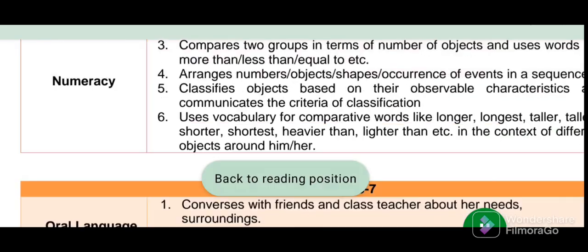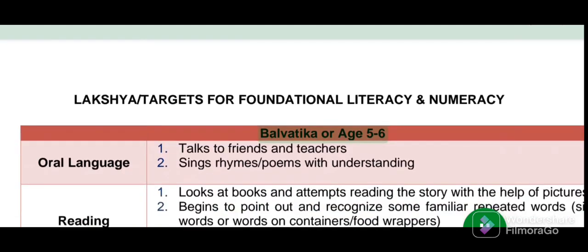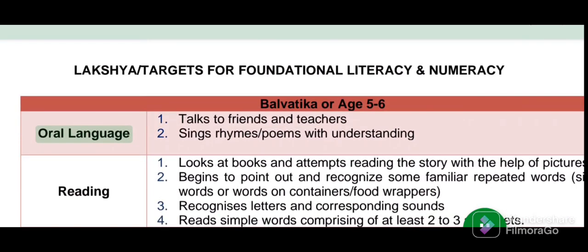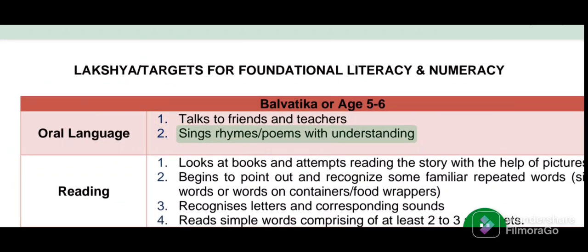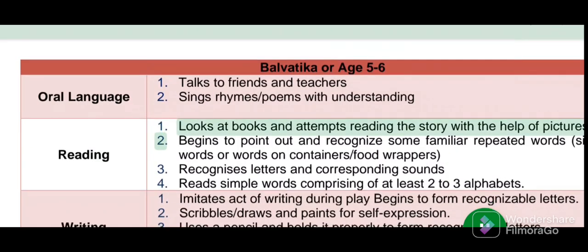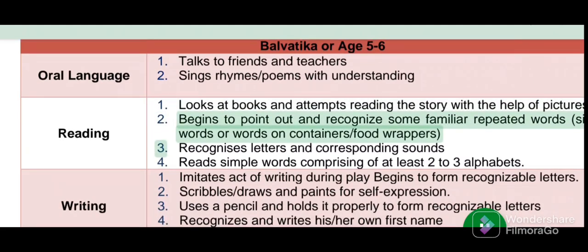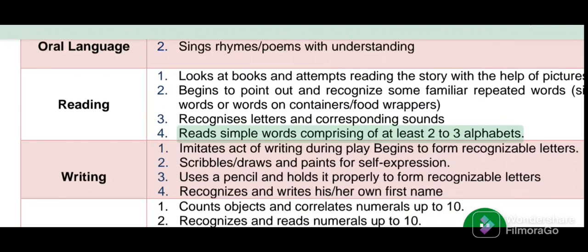36 PAGA. Lakshya targets for foundational literacy and numeracy. Balvatika or age 5 to 6. Oral language. 1. Talks to friends and teachers. 2. Sings rhymes, poems with understanding. Reading. 1. Looks at books and attempts reading the story with the help of pictures. 2. Begins to point out and recognize some familiar repeated words, sight words or words on containers, food wrappers. 3. Recognizes letters and corresponding sounds. 4. Reads simple words comprising of at least 2 to 3 alphabets.